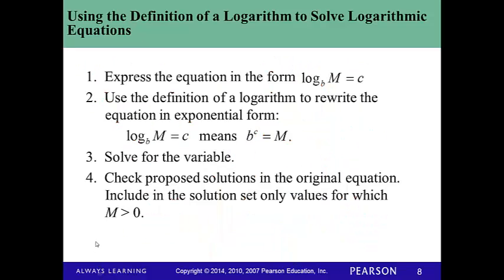Alright, so now let's talk about using the definition of logs to solve log equations. So the first thing you want to do, step 1, is express the equation in the form log base b of m equals c. Then you want to use the definition. Remember, it was base raised to the value equals the argument. So base raised to the value equals the argument, or b to the c power equals m. Then you go ahead and solve for the variable. Now this time when you get an answer, you have to check it in the original equation, because remember, the argument has to be greater than 0, and not all solutions will work.